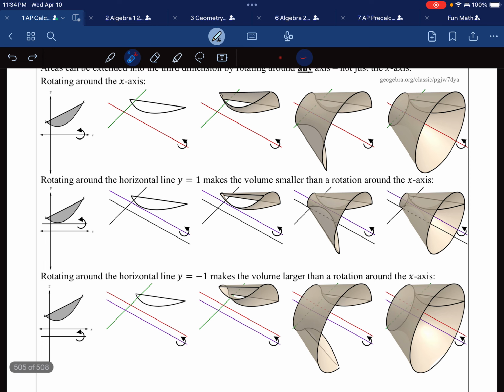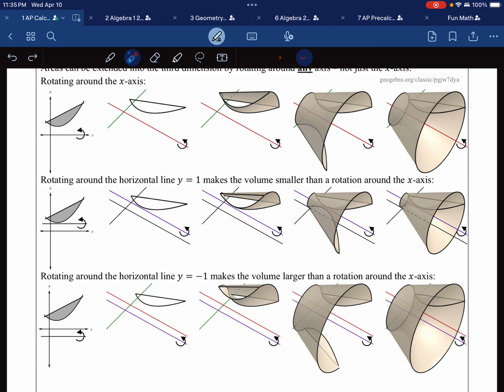However, notice what happens if you do two different types of lines. What if instead of rotating around the x-axis, I rotate around this line y equals 1, where it's a little bit higher? If the line is closer to the shape, then the shape actually rotates less, and by the end of the rotation, you can see that that circle looks to be a lot smaller than that circle, so the volume is smaller than the rotation around the x-axis.